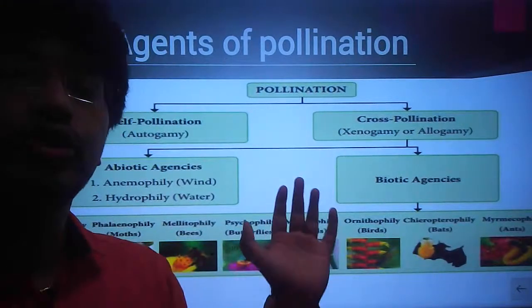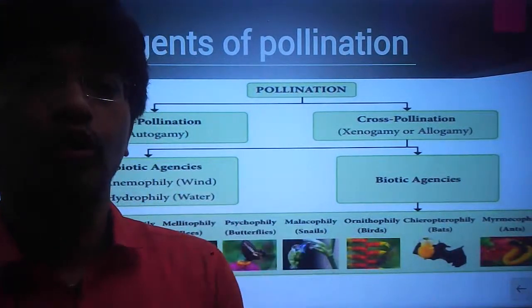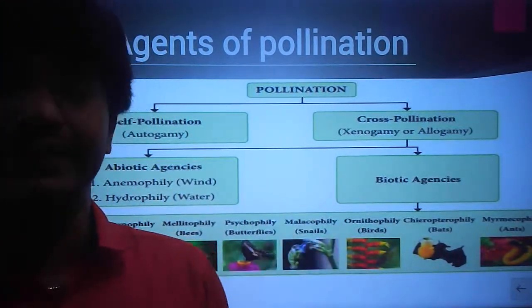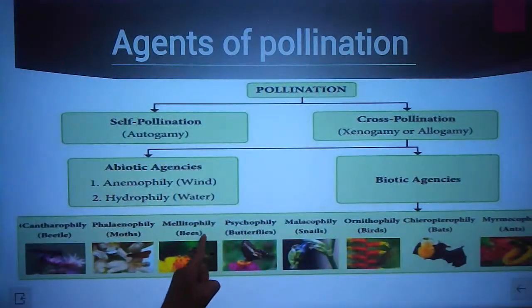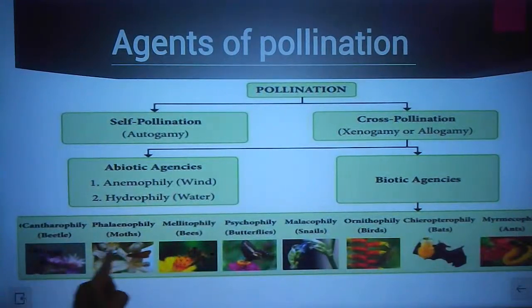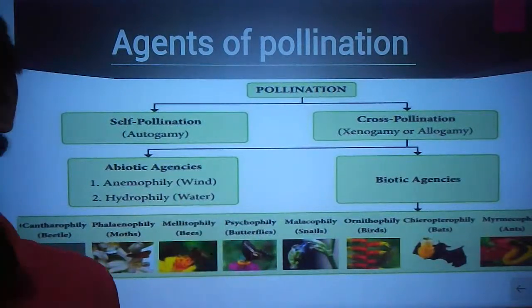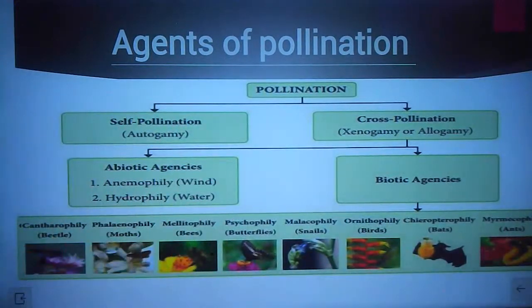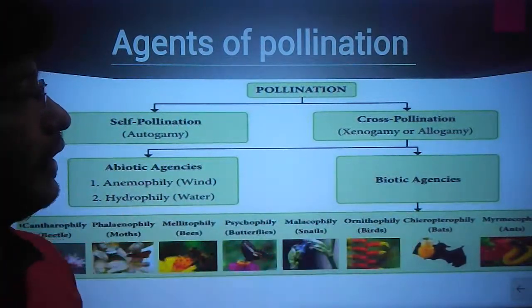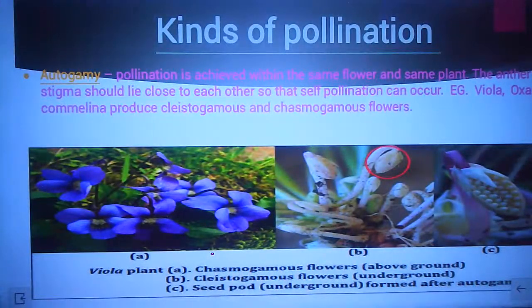On the whole, together, if you call it insects, because the study of insects we call entomology, so entomo means insects. Together, by means of insects, you can go for entomophily. But if they ask about anything specific, like butterfly, bees, a moth, or beetle, just search for any of these options in the particular question, and you can select the correct answer. All right, so done with this part. These are the agents of pollination, mainly biotic agents and abiotic agents, which come under cross pollination. We're done with the classification of pollination. Now we move on to the kinds of pollination.